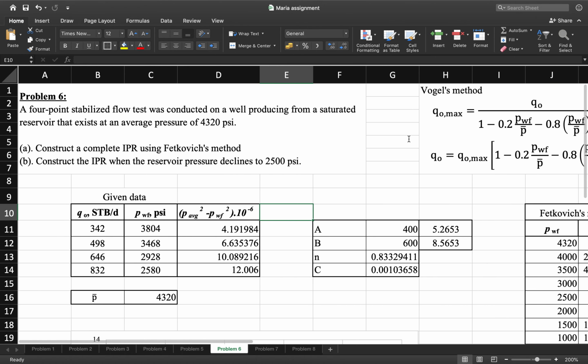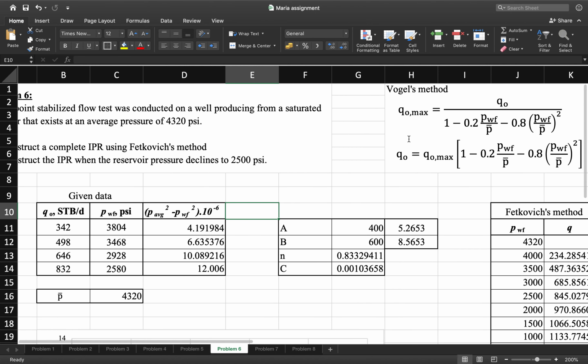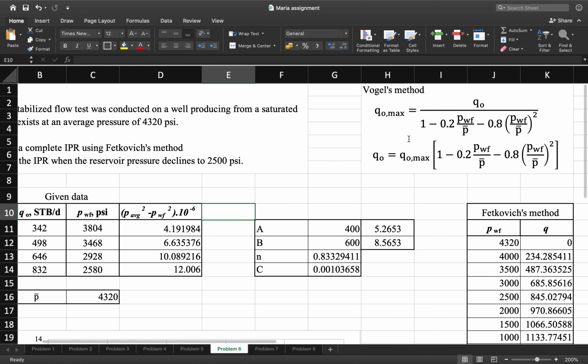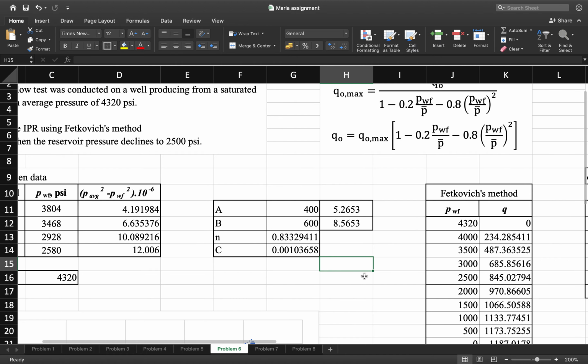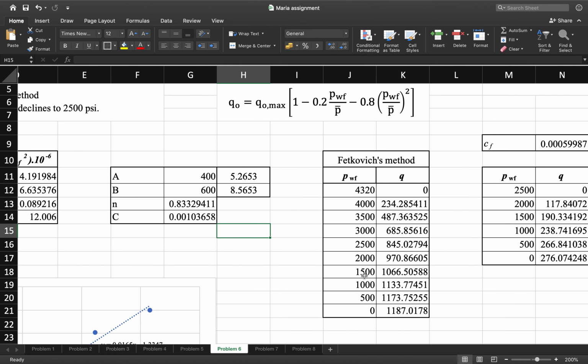For the first one, you use the Vogel method because you can see that the bottom hole pressure. You will have the survey of the Vogel method, and then the survey of Fetkovich. So first with the Vogel, you can calculate A and B. The given A, the given B, and when you have A and B, you can calculate the N and C. So you will have the first one with question A.